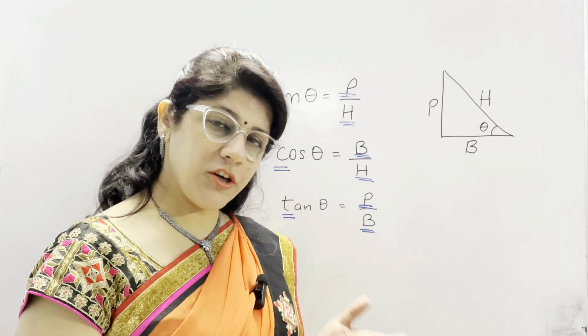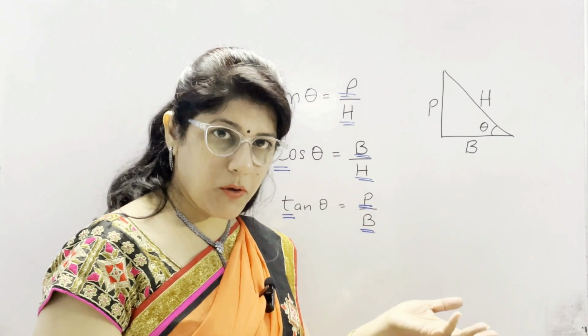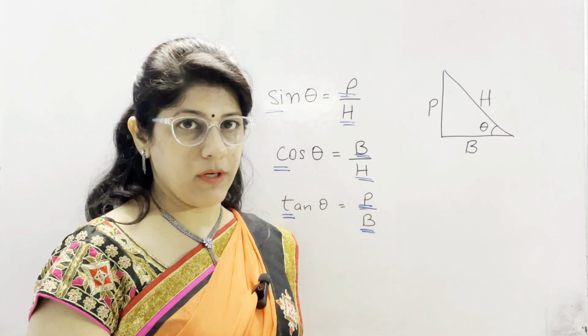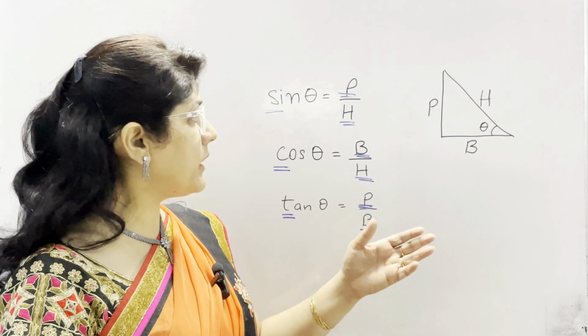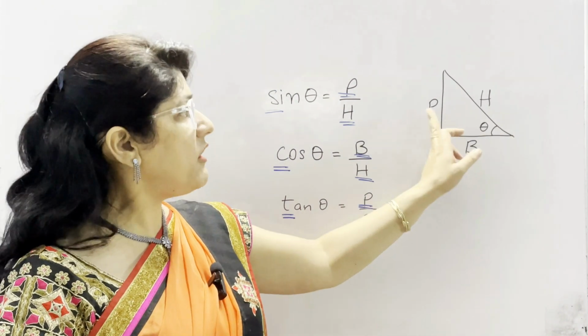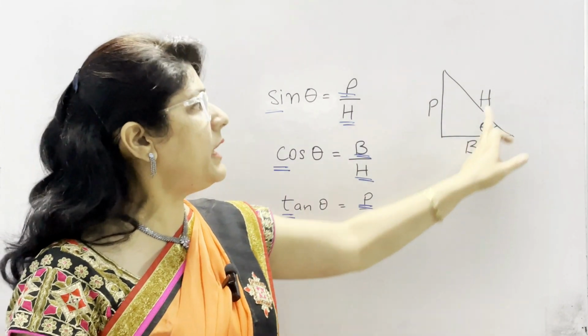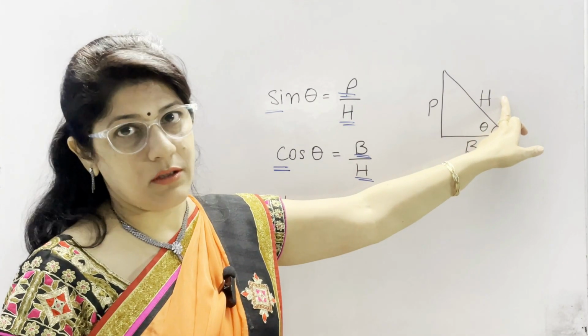In all the questions with height and distance, 2 out of 3 quantities would be given in the question and one you need to calculate. If the given quantity is P and B, then we are going to calculate with the help of tan theta. If P and H, then we have to use sin theta. If B and H, then we need to put cos theta there.